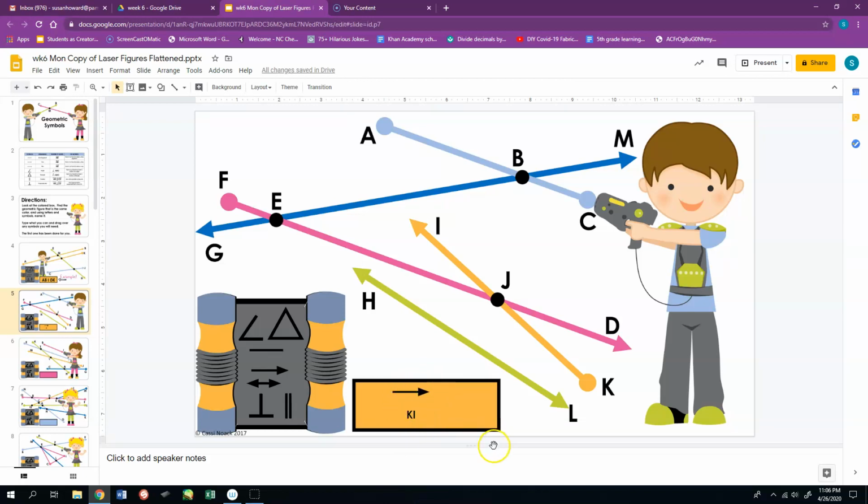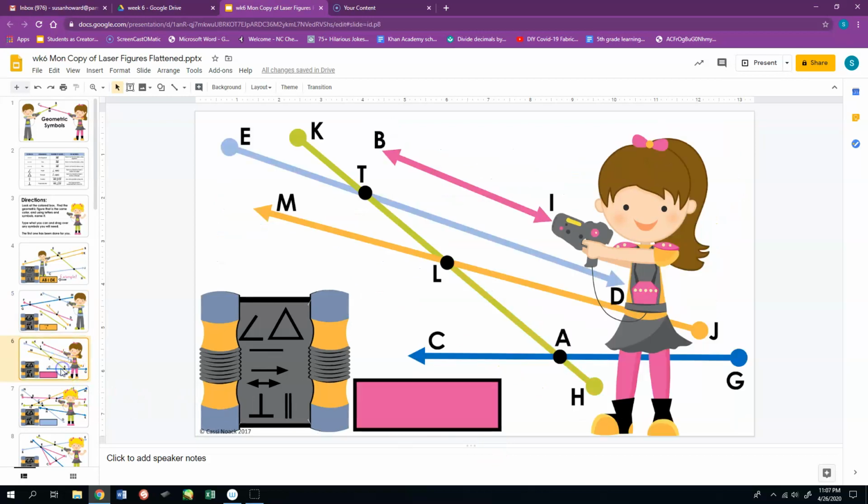ray KI. All right, and you're going to continue on in this manner by looking at the color of the box, finding that particular symbol up in your page, and then dragging the symbol and typing in the letters that you need.